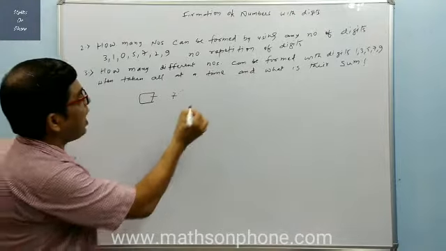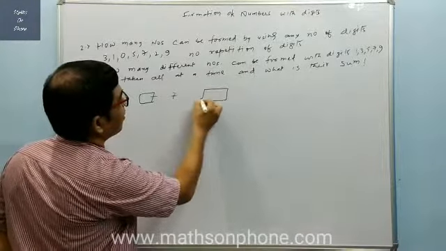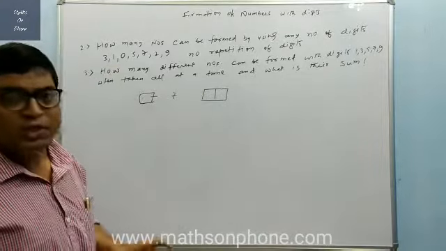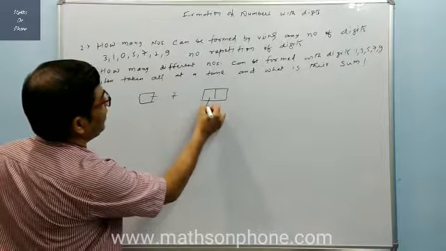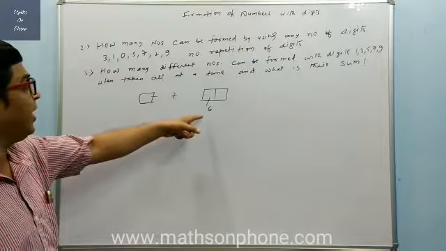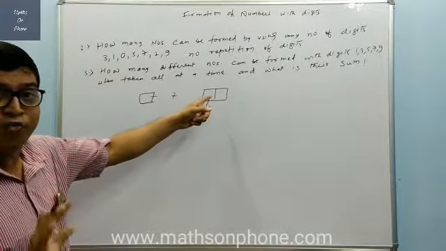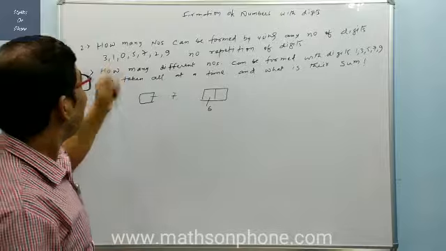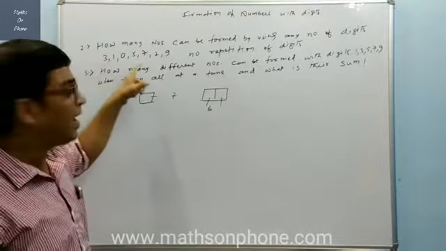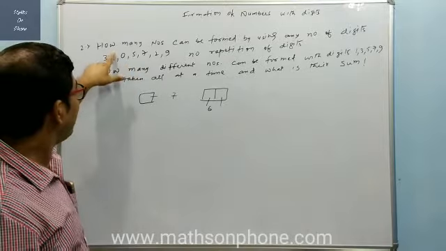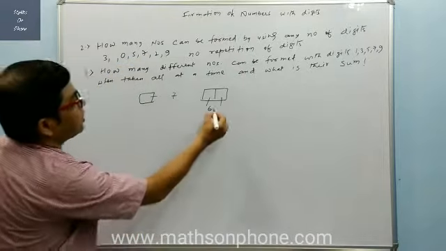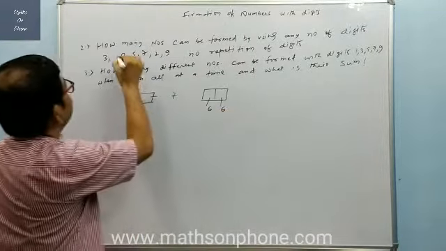Now I have to find 2-digit numbers. 2 boxes will be there. You know that this place cannot be filled with 0, so this can be filled in 6 ways, because 6 options are here. If we fill 0 here, it won't be a 2-digit number. Now this place: as we have used one of the digits apart from 0, suppose I have used 1, how many digits are left over? 1, 2, 3, 4, 5, 6. So this place can also be filled in 6 ways.